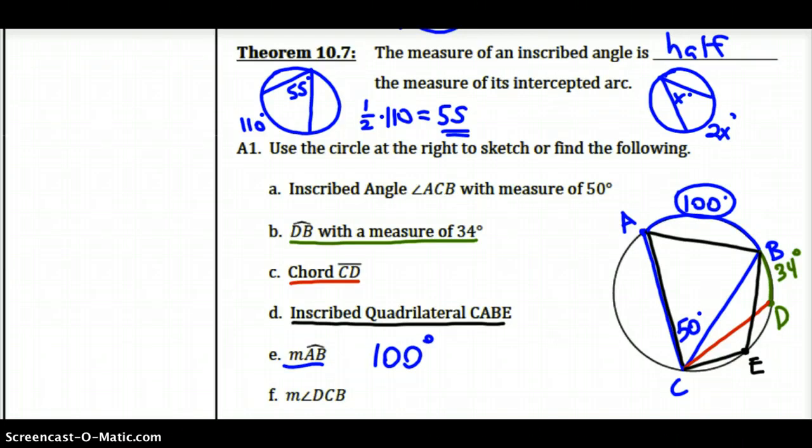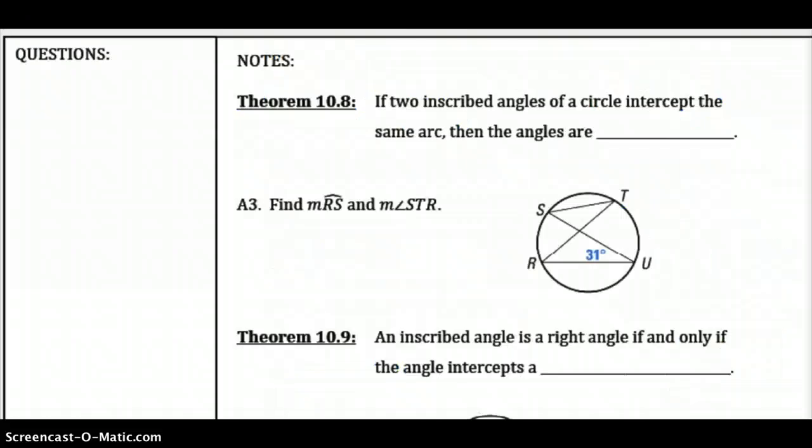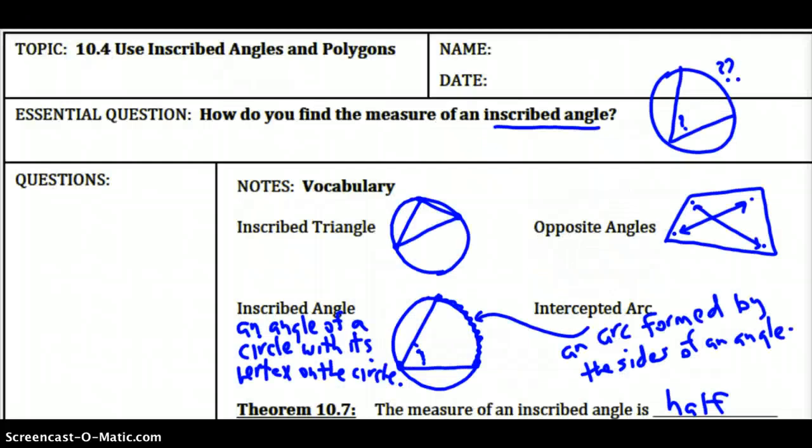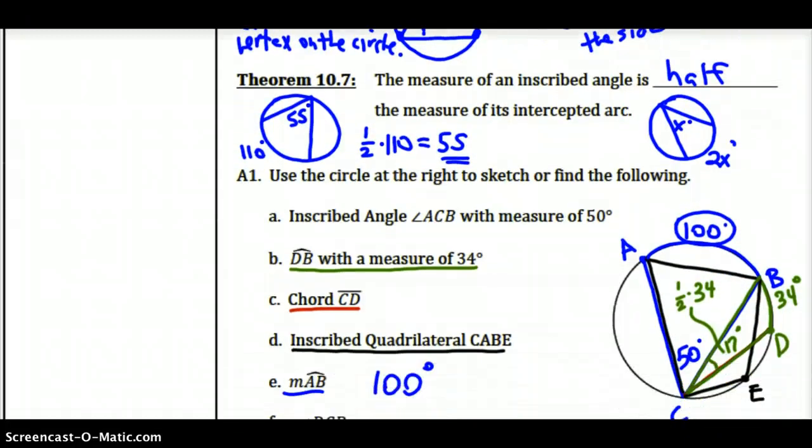And the measure of angle DCB. So now this angle here is going to be 1/2 of 34. So this happens to be 17 degrees right here. Okay. So just some work with our new terminology and our new theorem here. A little too quick here. Let's go a little bit more slowly.